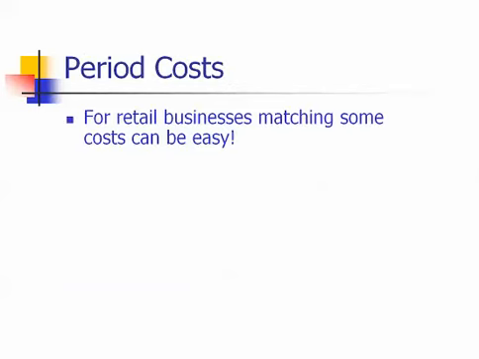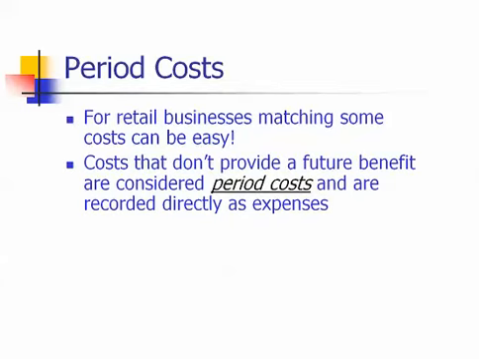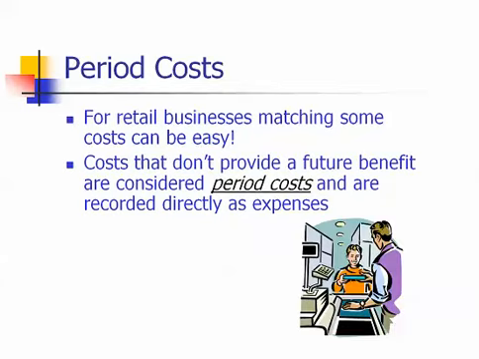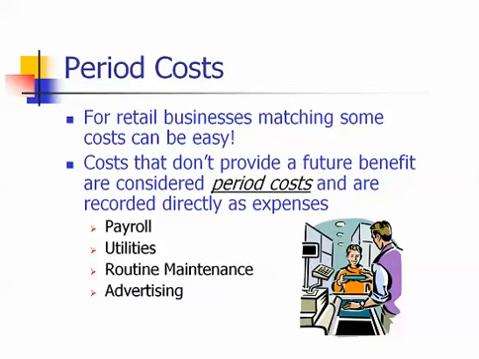For retail businesses, the matching of some costs is relatively easy. Costs that don't provide a future benefit are considered period costs and are immediately expensed. Examples of period costs include payroll, utilities, routine maintenance, and advertising. Although advertising cost hopefully provides a future benefit, it is expensed because of the difficulties in matching specific advertising expenditures to future revenues and due to the uncertainty regarding future revenues. So again, costs that don't provide a future benefit are considered period costs and are recorded directly as expenses in the income statement during the current period.